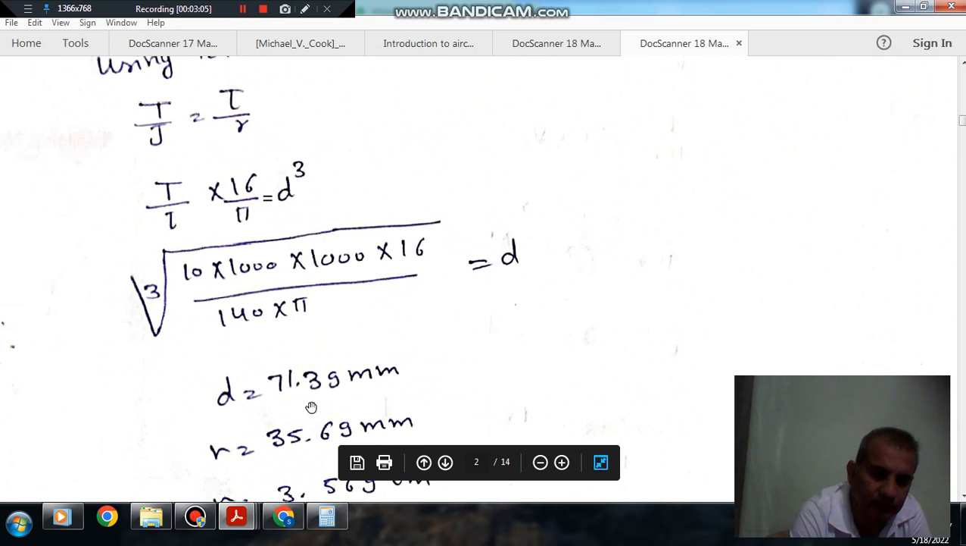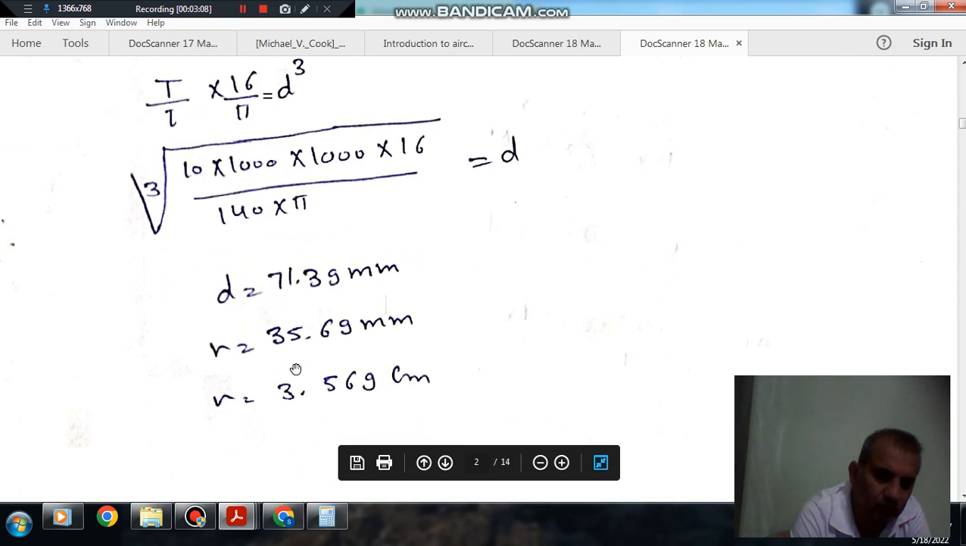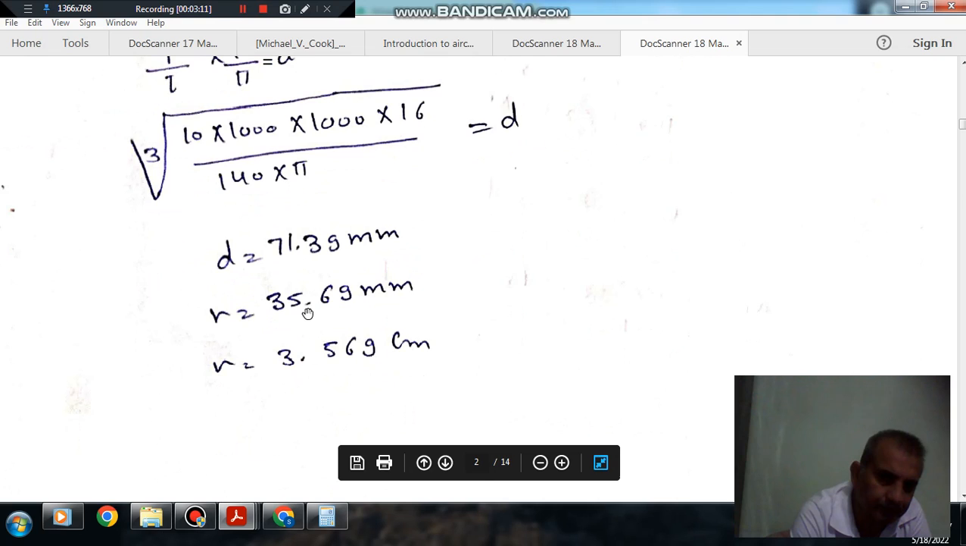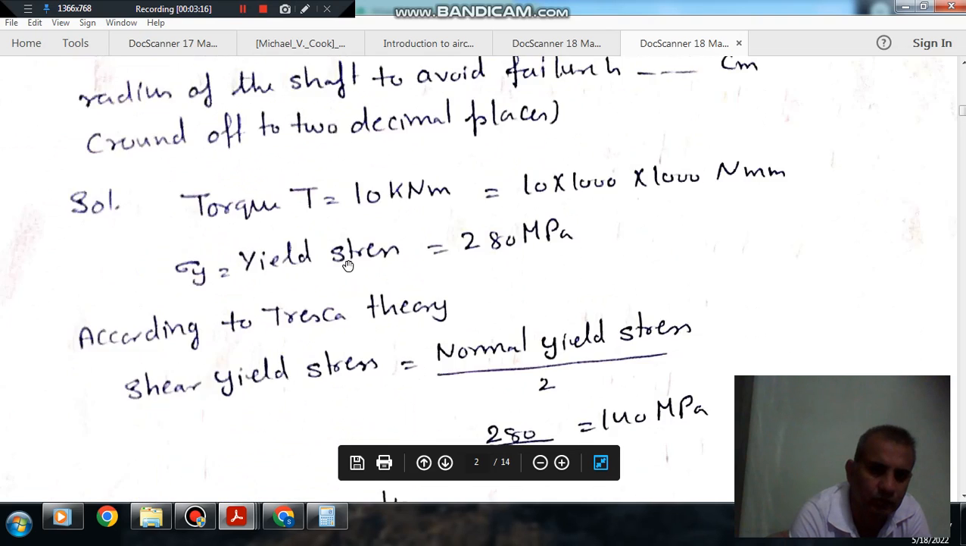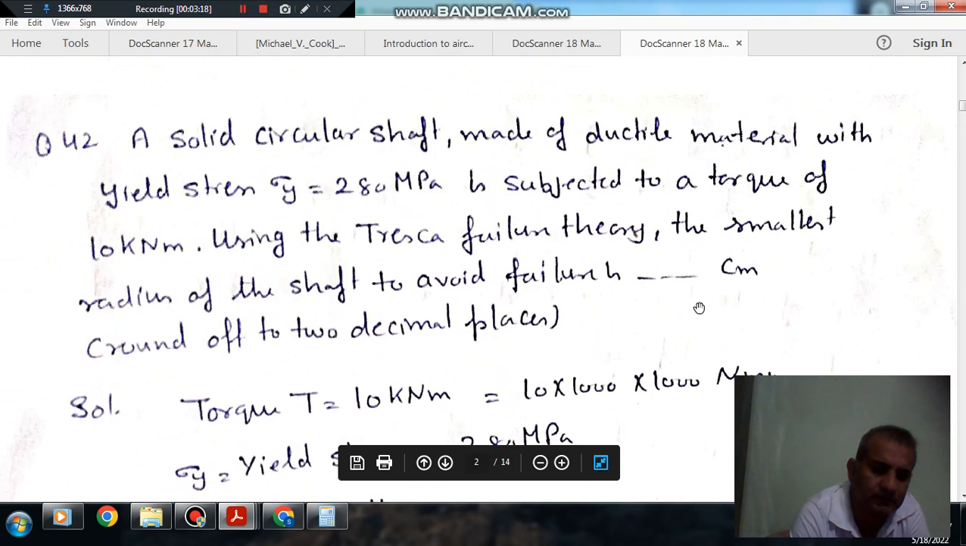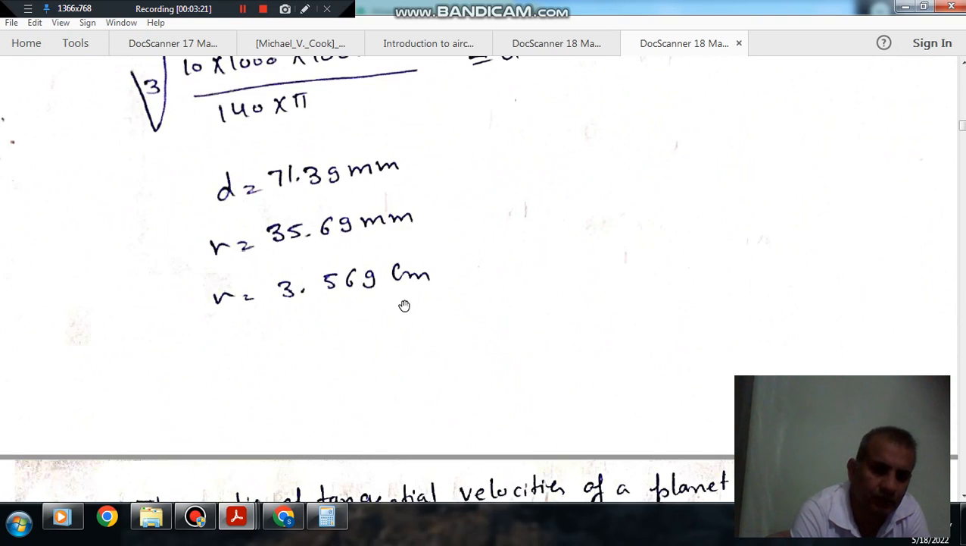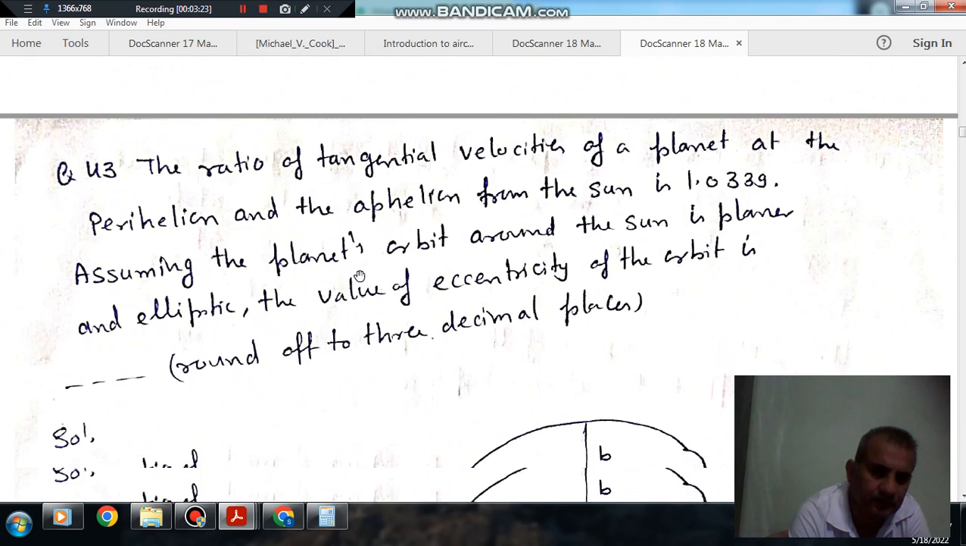D comes out as 71.39 mm. So R is 35.69 mm, or in centimeter 3.569 centimeter. The answer is asked in centimeter, so the answer is 3.569 centimeter.